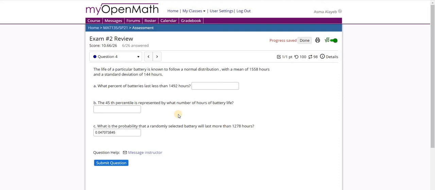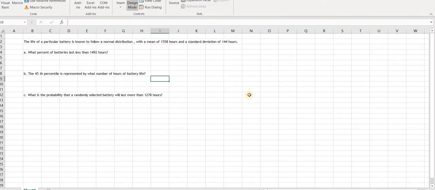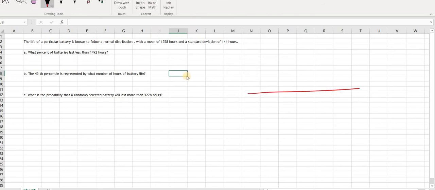This is question 4. The life of a particular battery is known to follow a normal distribution with a mean of 1558 hours and a standard deviation of 144 hours. What percent of batteries last less than 1492? In order to answer this question, I'm going to visualize first. Here is the normal distribution, and I know that the mean is 1558 and the standard deviation is 144.